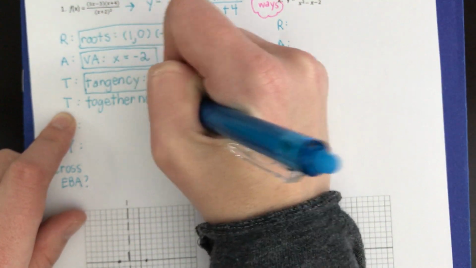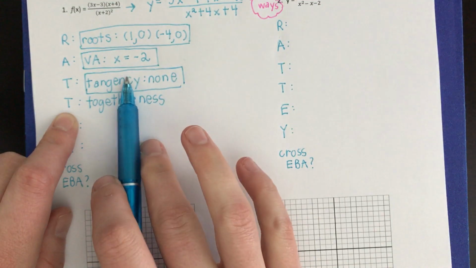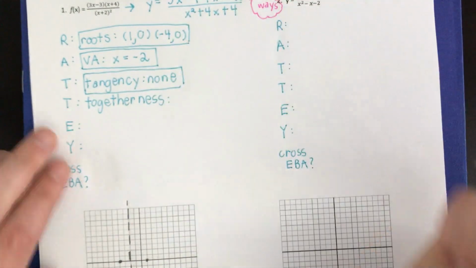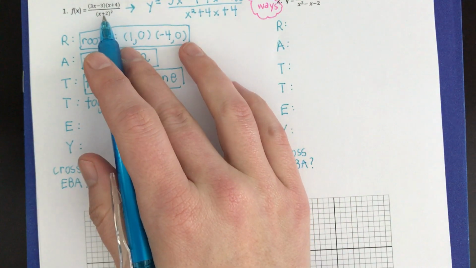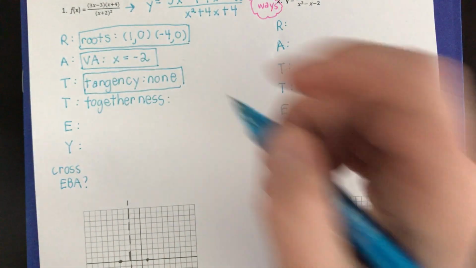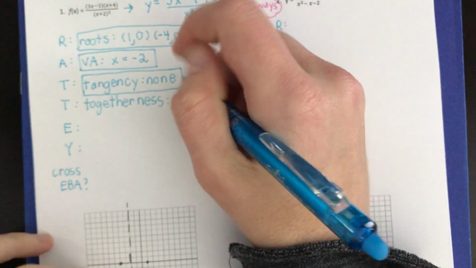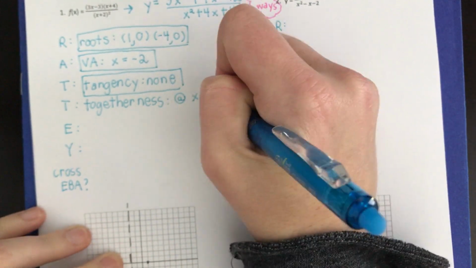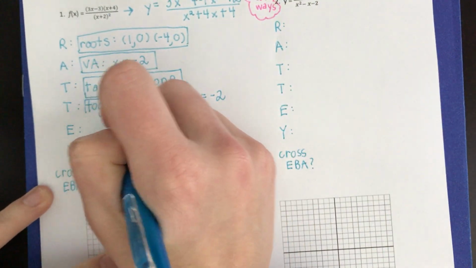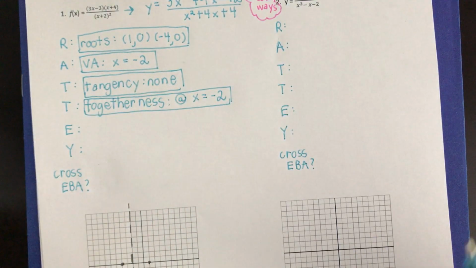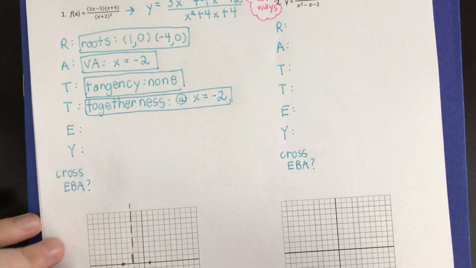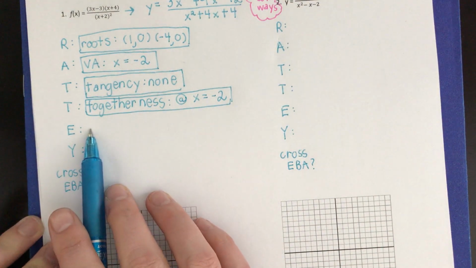Do I have factors in the denominator? Remember, numerator, denominator, numerator, denominator. So any factors in the denominator squared? Yes, we have the quantity x plus 2 squared. So you will have togetherness at x equals -2. At that asymptote at x equals -2, your graph will approach that VA from both sides. We'll start drawing the graph in a minute, not just yet.